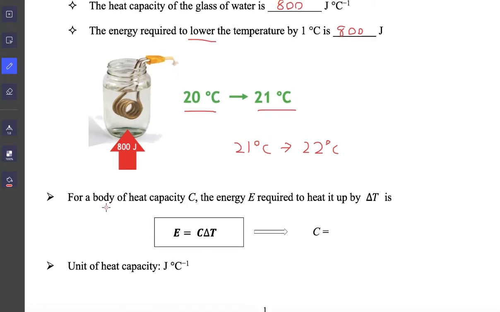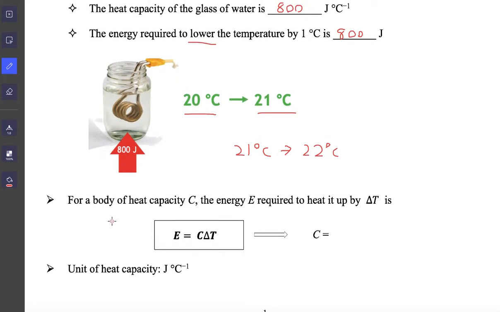So, of course, if we want to change more, let's say if we want to increase its temperature by 10 degrees Celsius, then of course the energy required would be more than that to change its temperature by 1 degree Celsius, right? A greater change in temperature requires a greater amount of energy. So here, the relation between C, the heat capacity, the energy E, and the change in temperature, delta T, would be E equals C delta T.